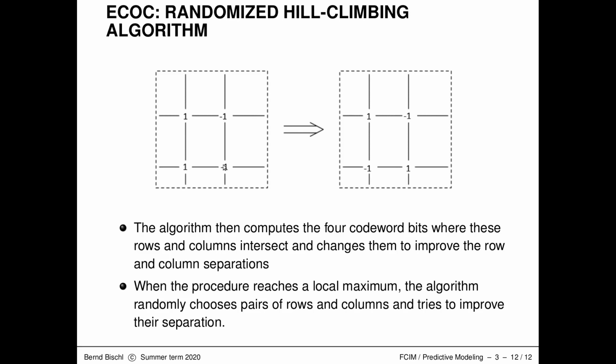And when that procedure at some point reaches a local maximum, I will then have the algorithm choose random pairs of rows and columns and improve their separation. That gives me a heuristic procedure to hill climb on this property of maximal row and column separation, and hopefully at the end, with a predefined budget of L classifiers, define a well-working, hopefully nearly optimal codebook for the binary reduction scheme.